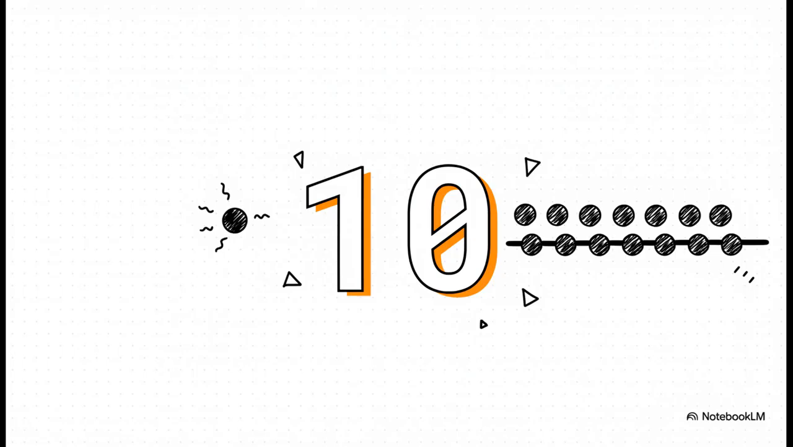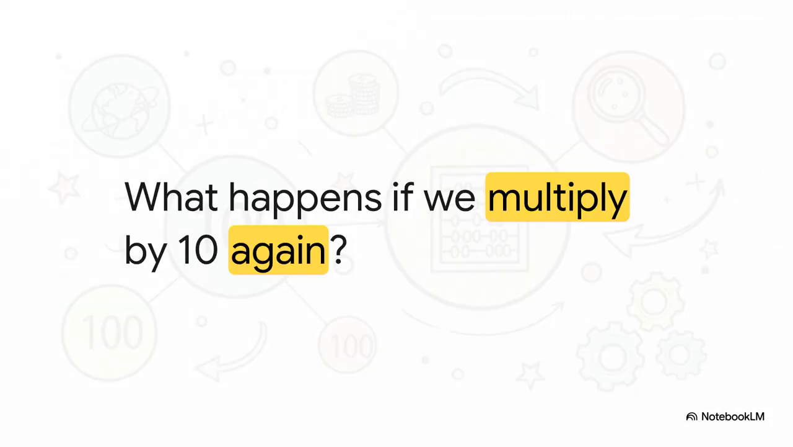And boom, there we go, 10. You can almost picture it, right? Our single point just stretched out into a line of 10 points, all lined up. We've just gone from a point to a line. So we did our rule once, and we went from a point to a line. So, what do you think is going to happen when we do it again? Where does this line of 10 go from here?